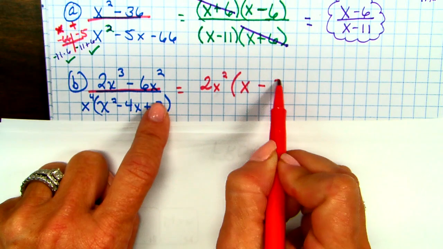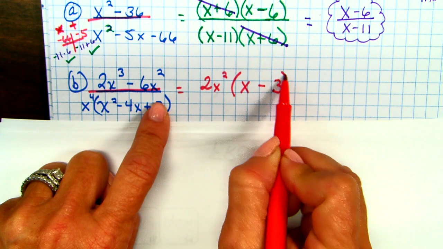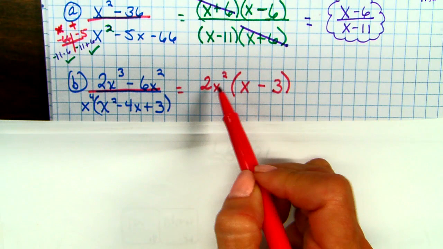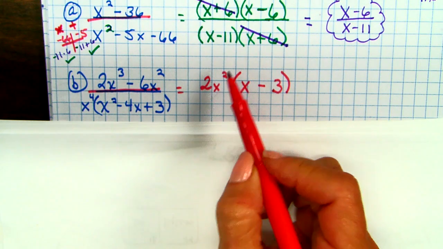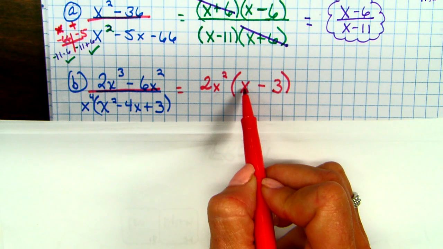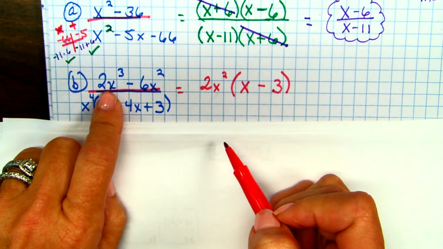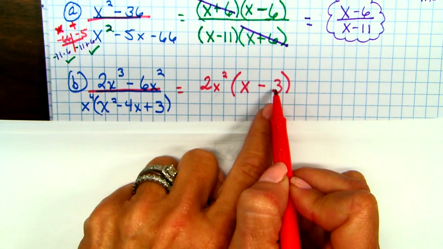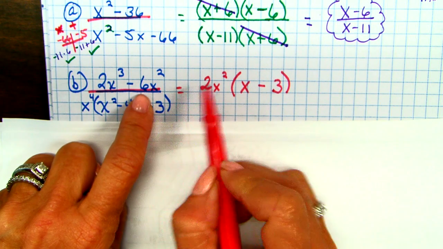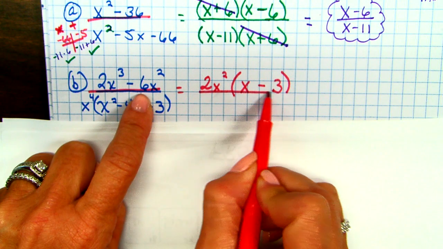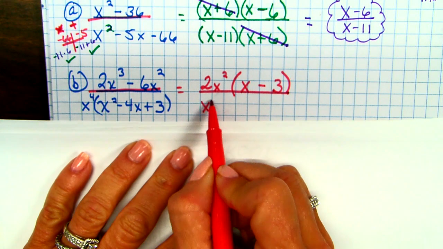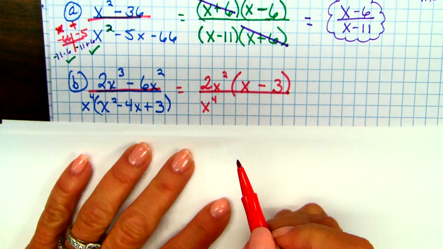6 divided by 2 is 3. And we already took away the 2 x's. So this is a good chance right here, not writing it out, just in your head, just doing a quick distributive property. 2x squared times x, I should get 2x to the third, and I do. 2x squared times negative 3, I should get negative 6x squared, and I do. Okay? So my numerator is factored. In my denominator, I have an x to the fourth. I'm not doing anything with that yet.